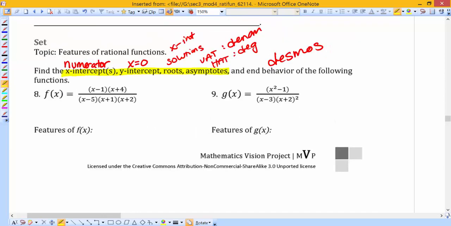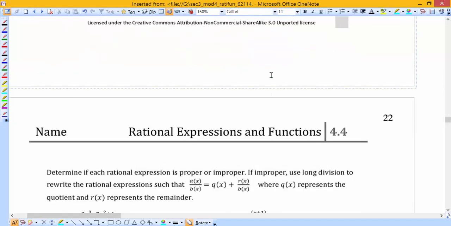And you could always use Desmos to check. Make sure you did everything correctly. Ooh, in 9, I'm going to give a hint right there. Be careful with that guy, x squared minus 1. Be very, very careful. You need to do something with that x squared minus 1. Hint, hint.